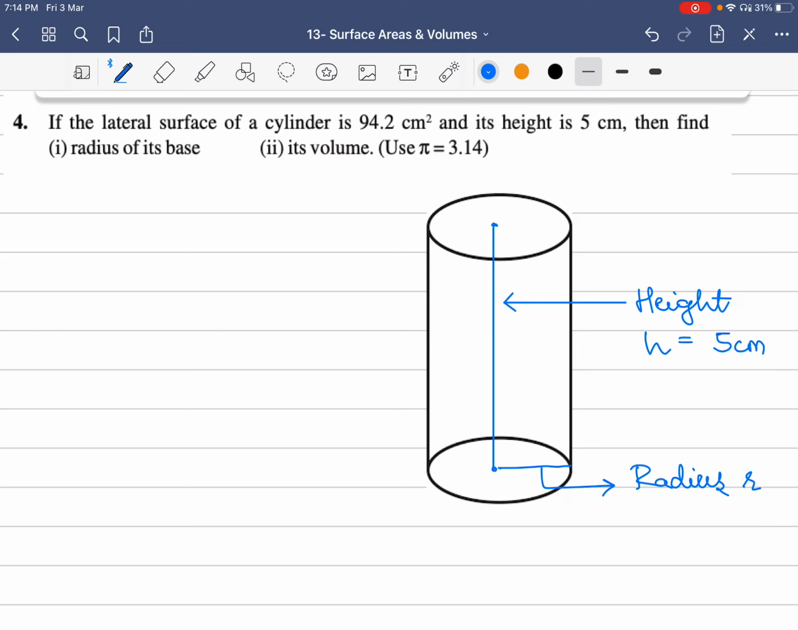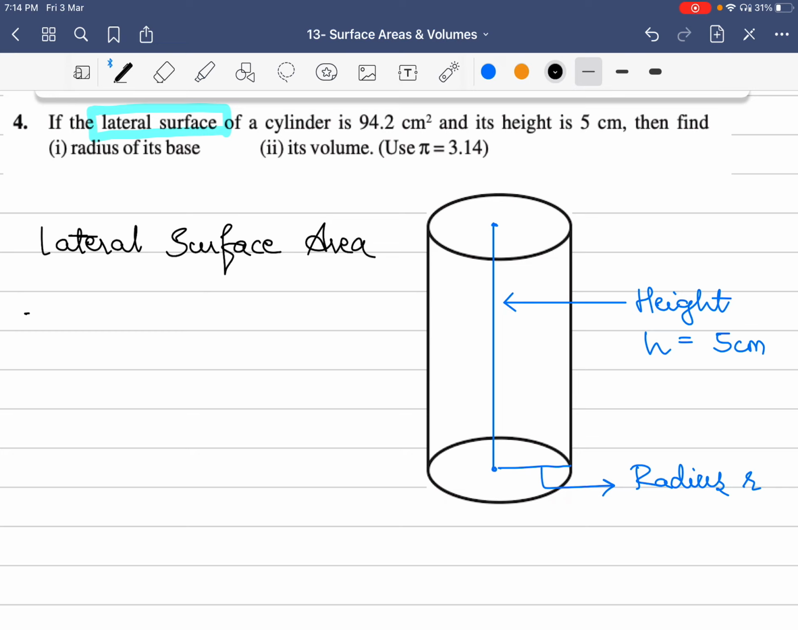Now the information that is given to us is the lateral surface area of the cylinder. We all know what the lateral surface area of the cylinder is. The lateral surface area is nothing but this curved surface area. Lateral surface area is another name for curved surface area. Note, it is just the simple curved surface area. It is not the total surface area. So that is an important point. So I'm going to write here lateral surface area.